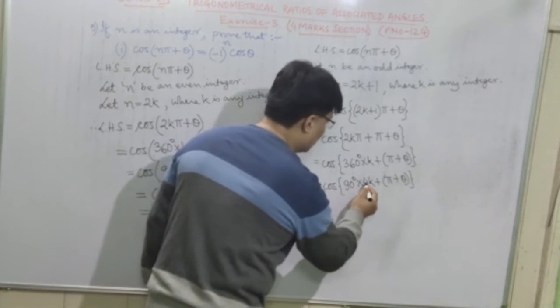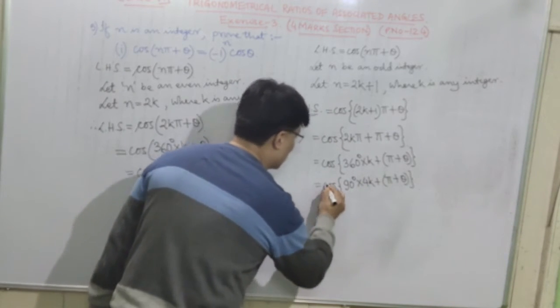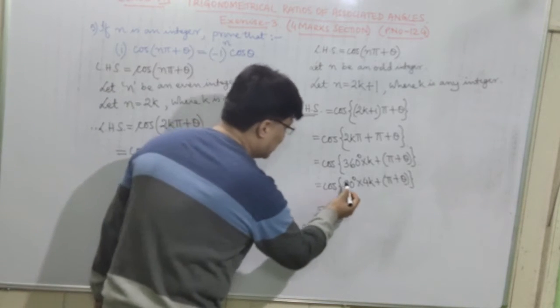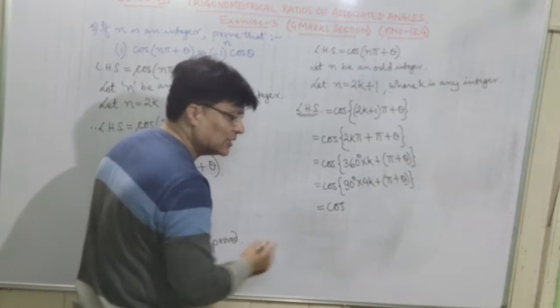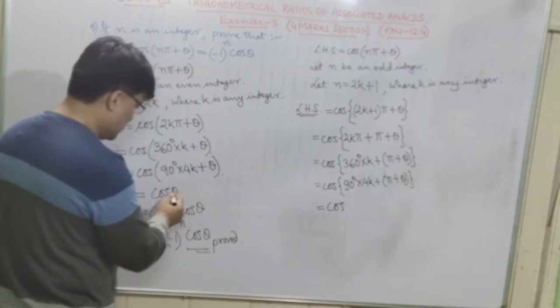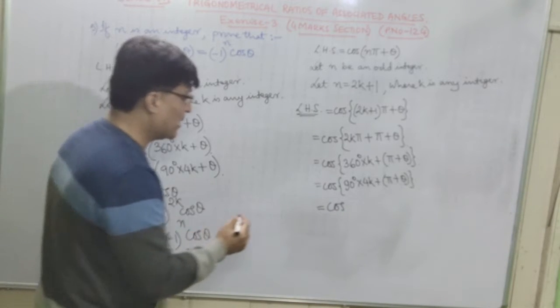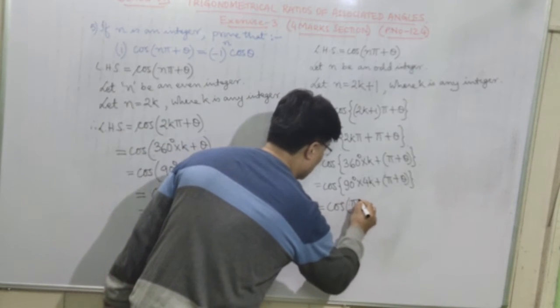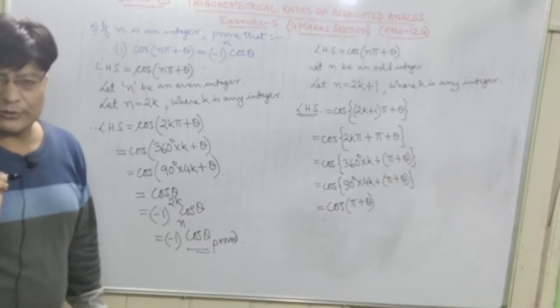This 90 degree into 4k plus theta always lies in the first quadrant. And in the first quadrant, cos is always positive. And it is even multiple of 90. So cos remains as it is. So let us take it as theta. What is the formula? Cos theta. But here, what is the value for theta? It is pi plus theta. So I think you have understood it.